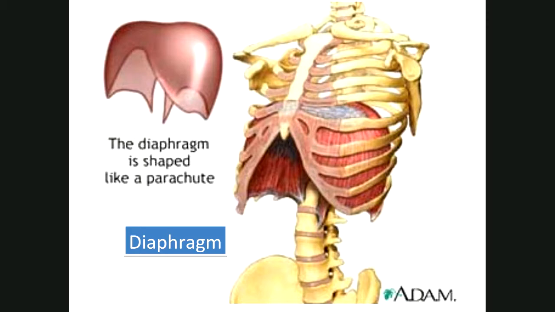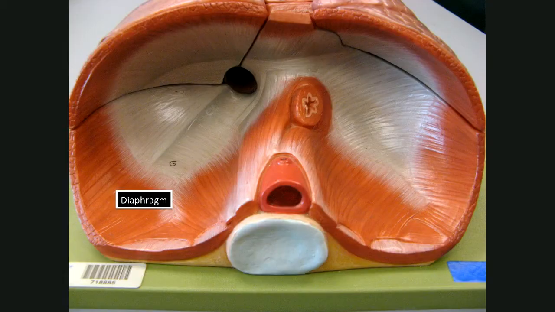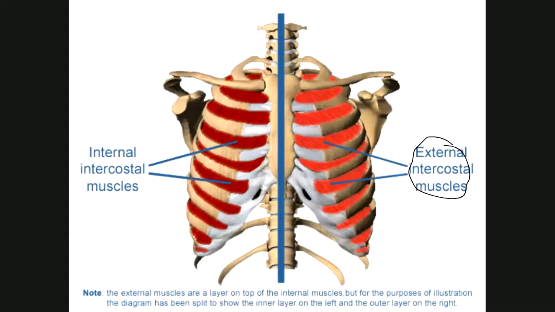So we have these muscles of inspiration. And the muscles of inspiration, there's two sets of these. One of these is the diaphragm. Another one is the external intercostals. So those are the muscles of inspiration. And the way they work is they make the chest bigger.